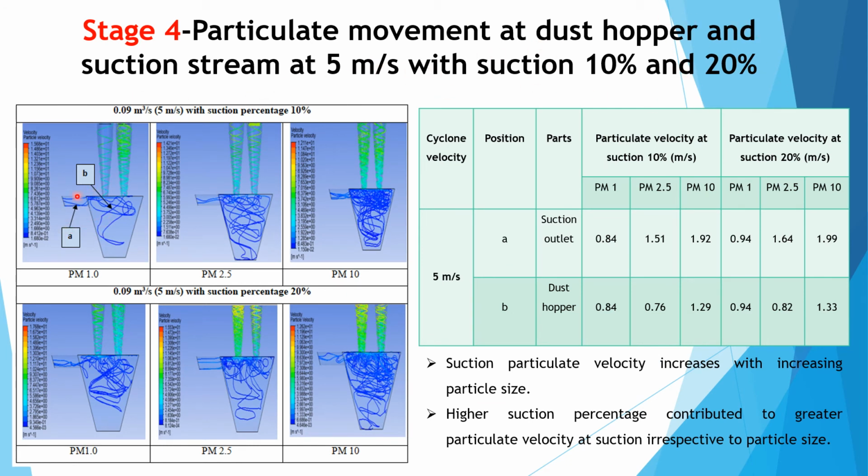Position A represents suction outlet and position B represents dust hopper. As can be observed from this table, suction particulate velocity increases with increasing particle size, and also higher suction percentage contributes to greater particulate velocity at suction in respect to particle size.